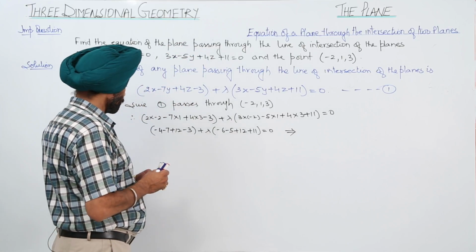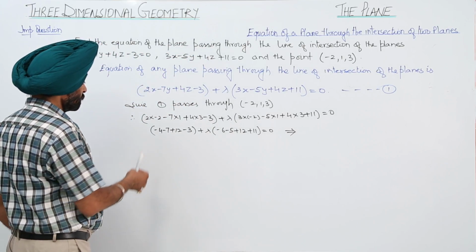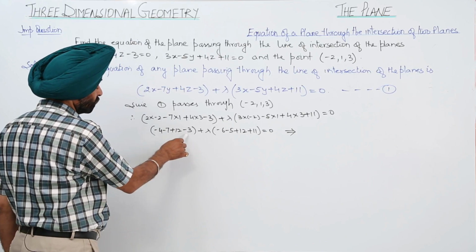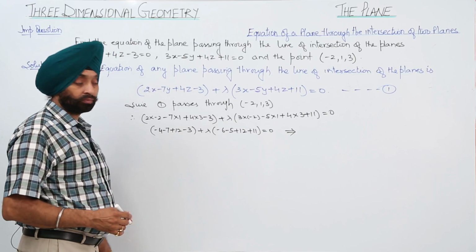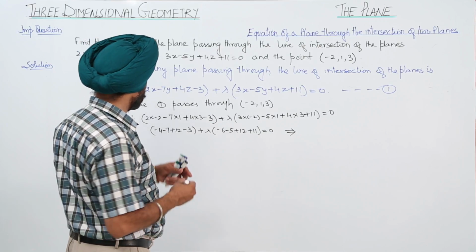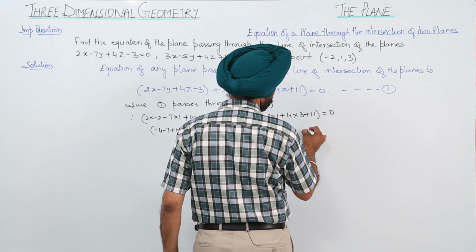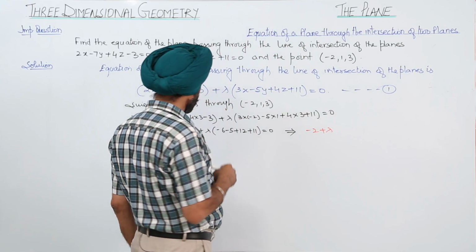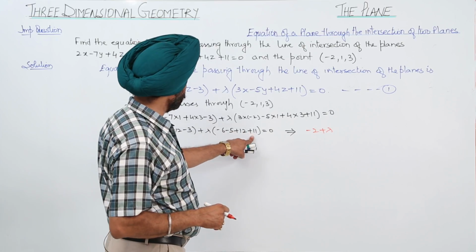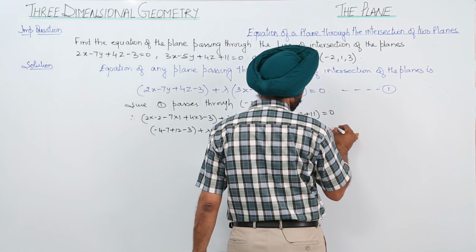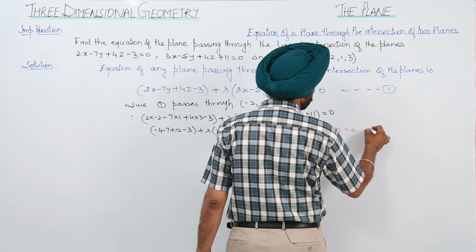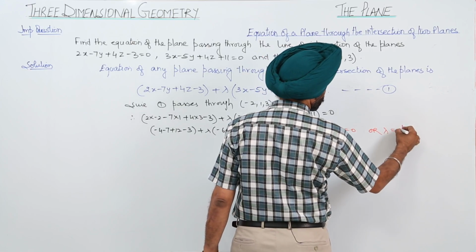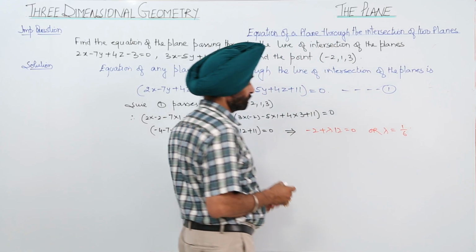Now, this implies -4, -7, -3, so this becomes -14, plus 12, so -2, plus lambda. Now, 11 and 11 cancel, so plus lambda into 12 is equal to 0, or lambda is equal to 1 upon 6.